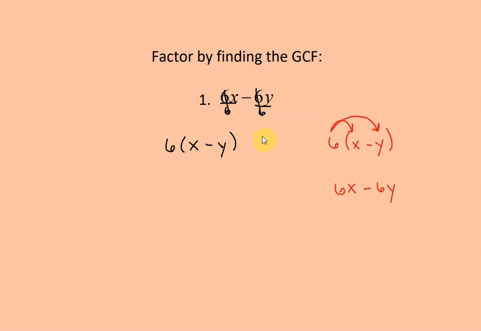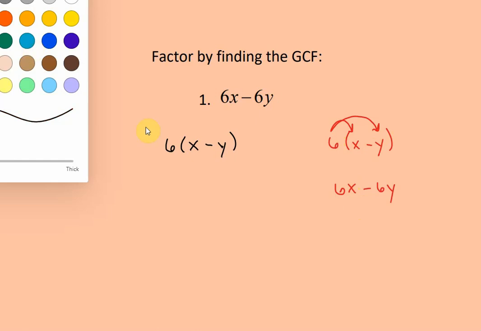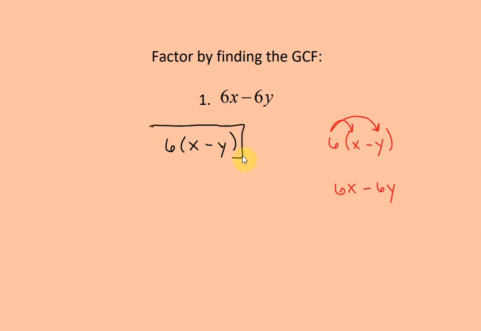Now, let's look at what we started with. I started with 6x minus 6y. So, because when I multiplied it back together, I got what I started with, I know that this is the solution when I'm told to factor.